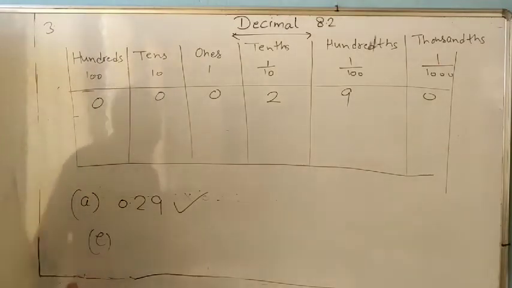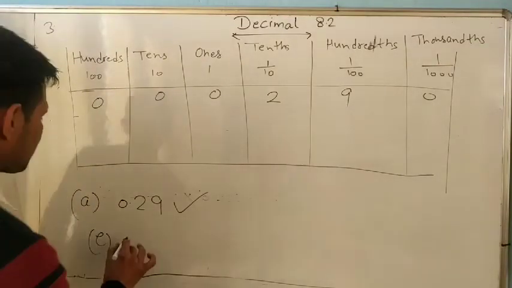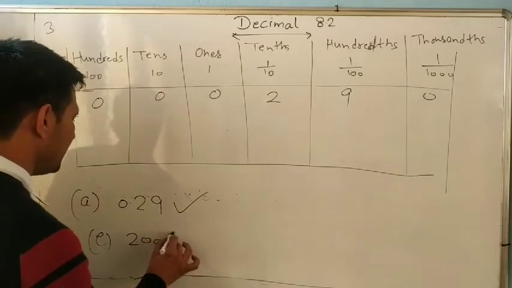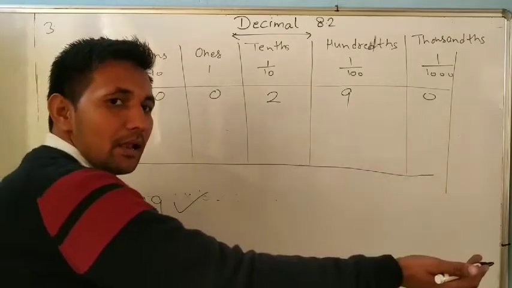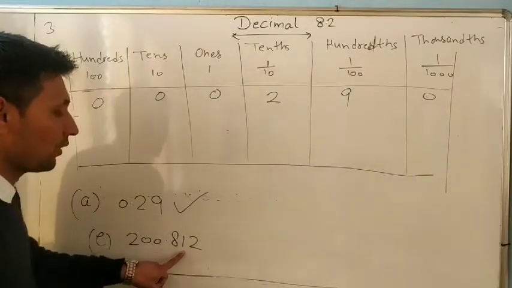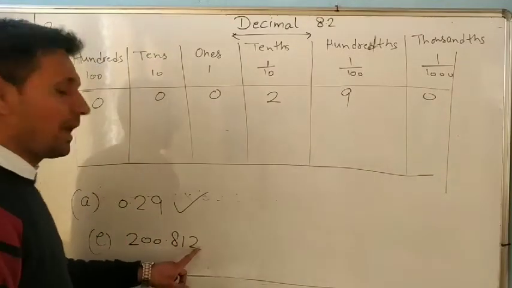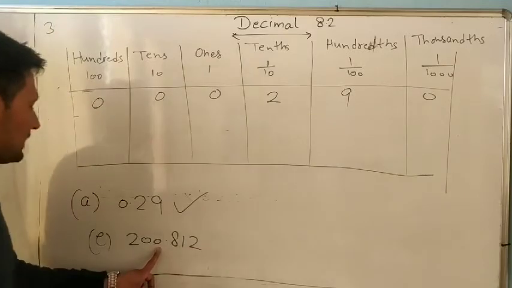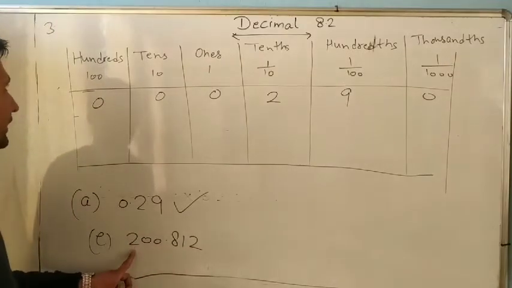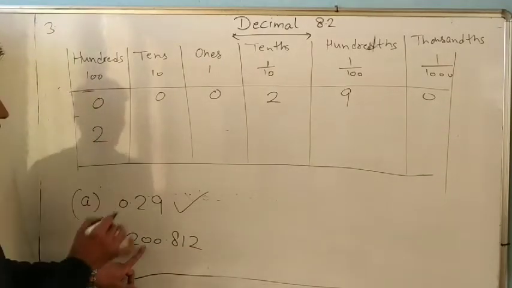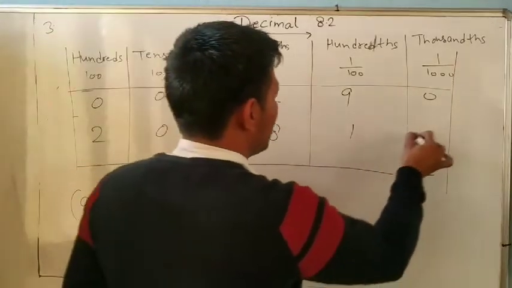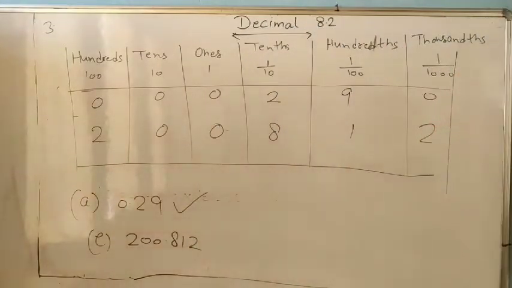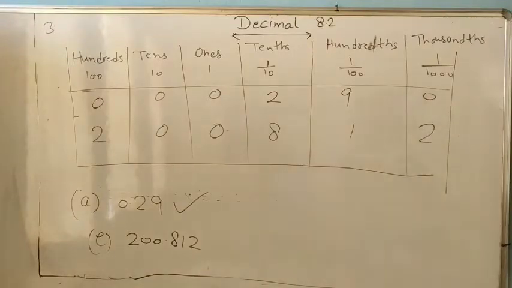You can write one more. E part. E part is given 200.182. After the decimal: tenth, hundredth and thousandth. It is ones, tens, hundreds. What is it? 2, 0, 0, 8, 1, 2. It is our answer. Okay. So it is very simple. You will write yourself. Do question number 3 also yourself.